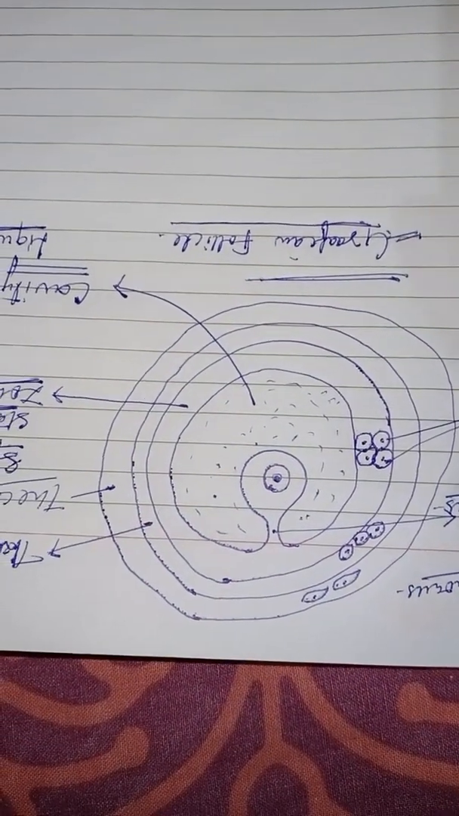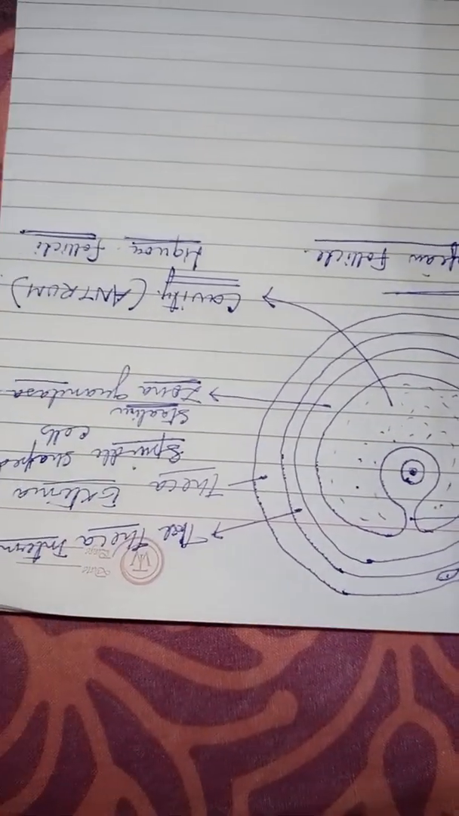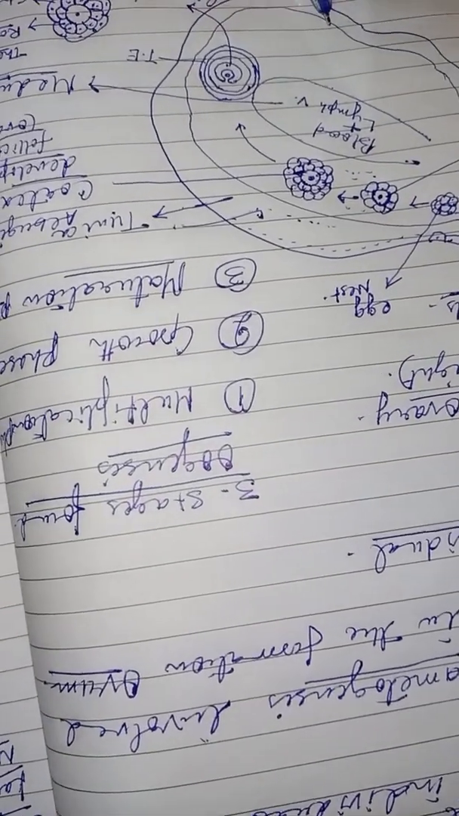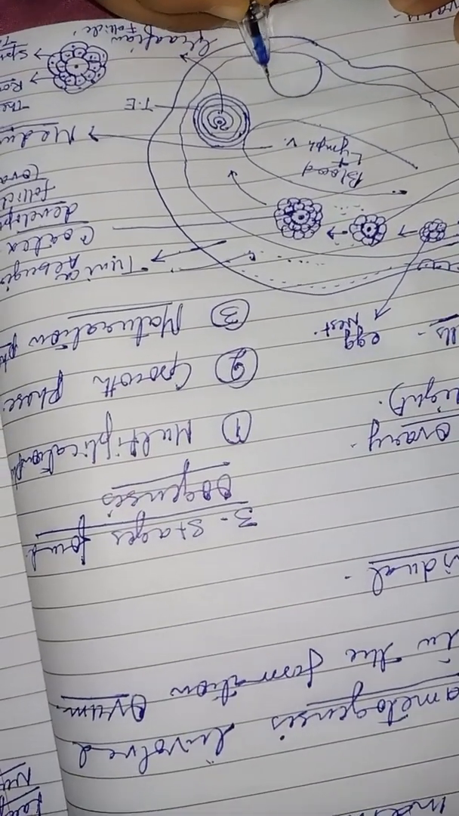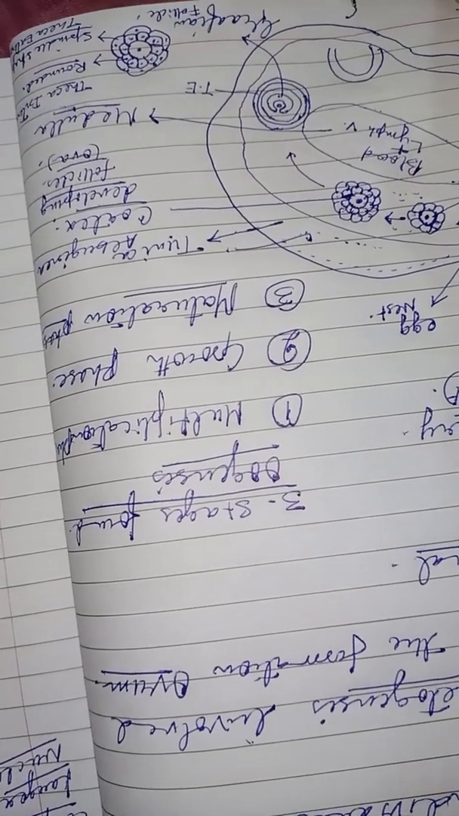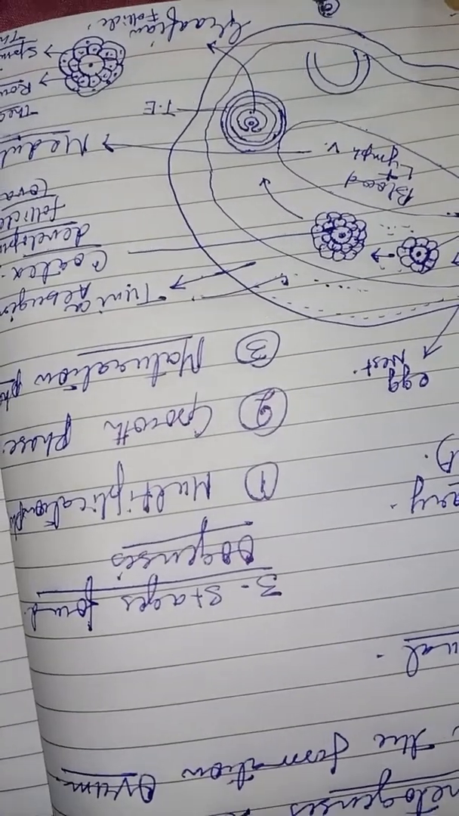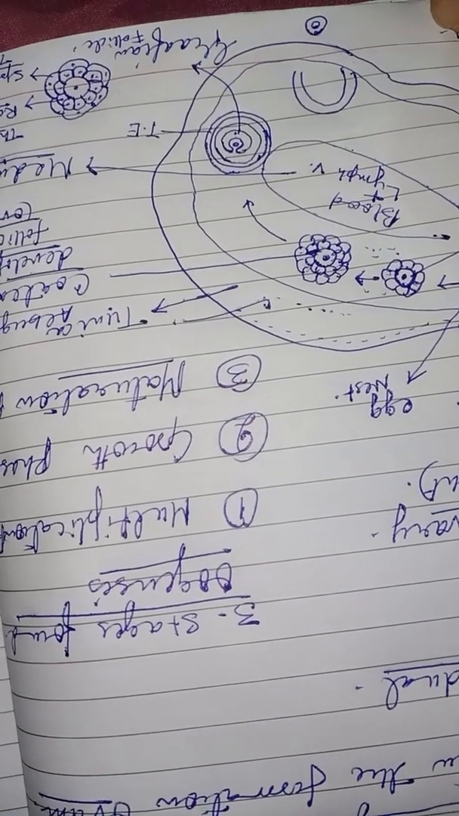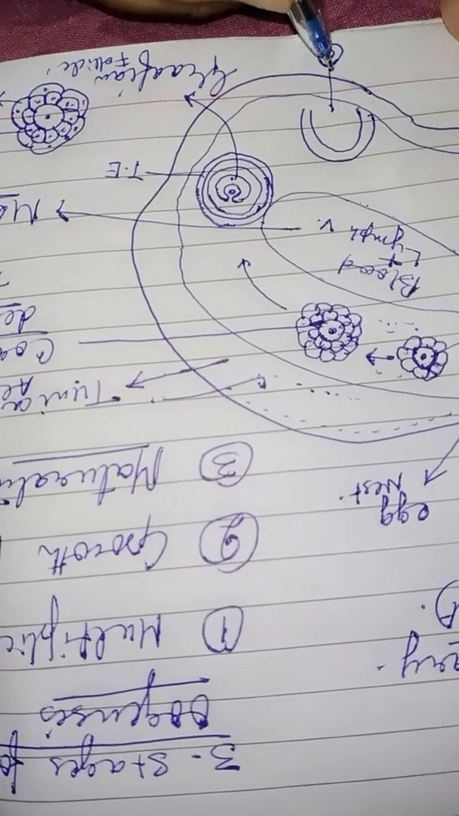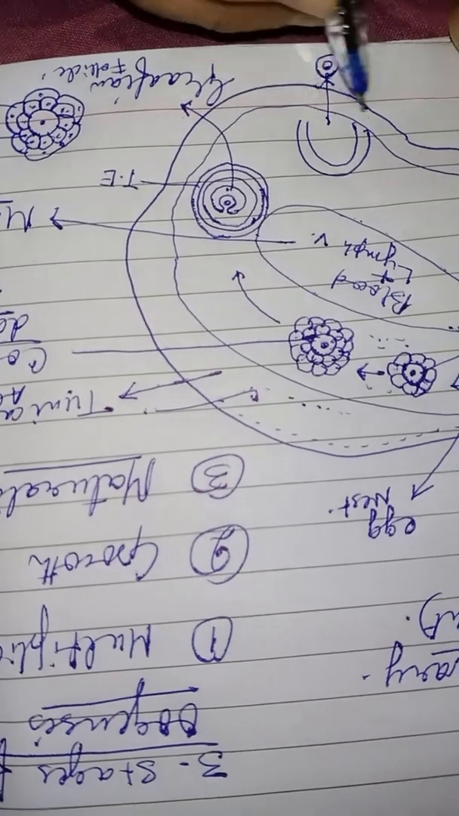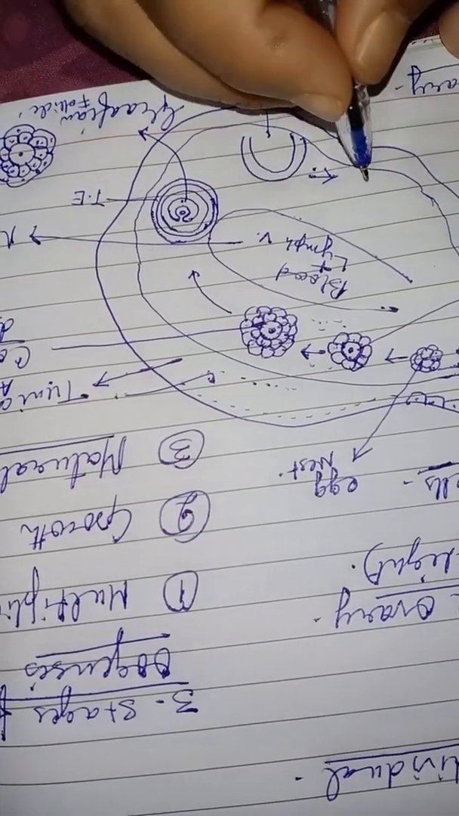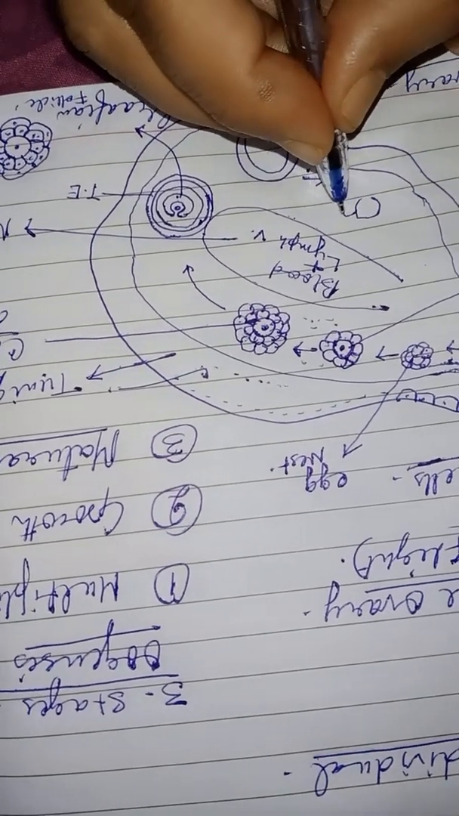So what happens is that when the Graafian follicle is formed, it ruptures. Why does it rupture? That you already know. It ruptures to release the developing egg, or we can say the ovum is now completely developed, so it is released, and the leftover part of the follicle forms the corpus luteum.